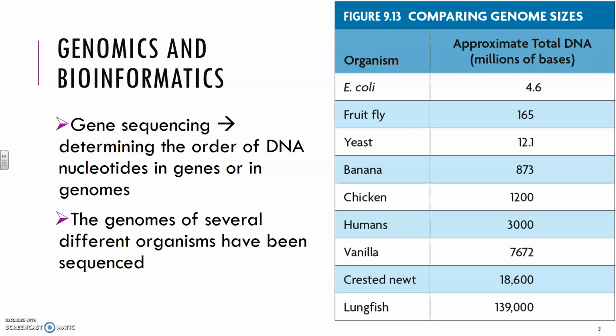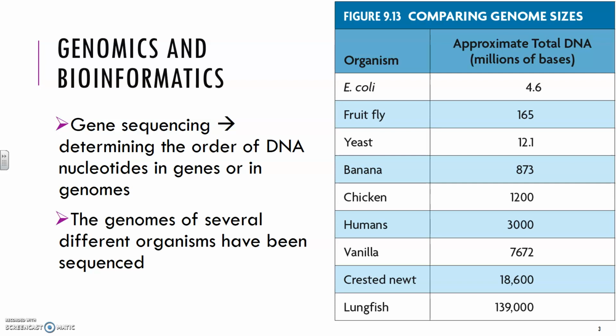Yeast you have at 12.1 million bases. So yeast, also a really good organism for research. And then you've got a couple different species there. And you see humans in the middle there. So this is one thing that scientists were relatively surprised about when we first started sequencing these genomes, is that humans don't have the largest genome.